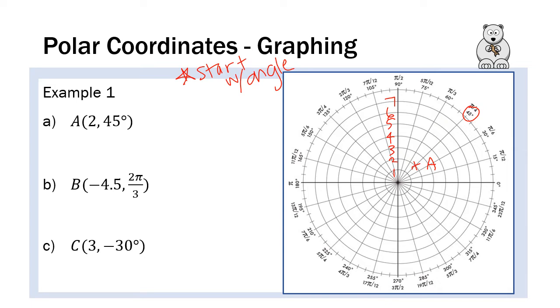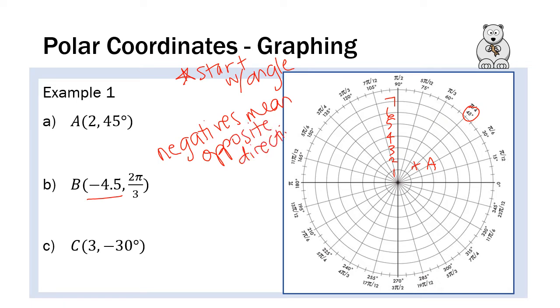Let's look at B. Okay, we have a negative. So negatives mean opposite direction, whether it's the radius or the angle, it just means to go in the opposite direction. And if you forgot, pi equals 180. So if you don't have a handy-dandy graph like mine with all the radians on it, you can still convert it. And this is 120. As you can see, it's already there.